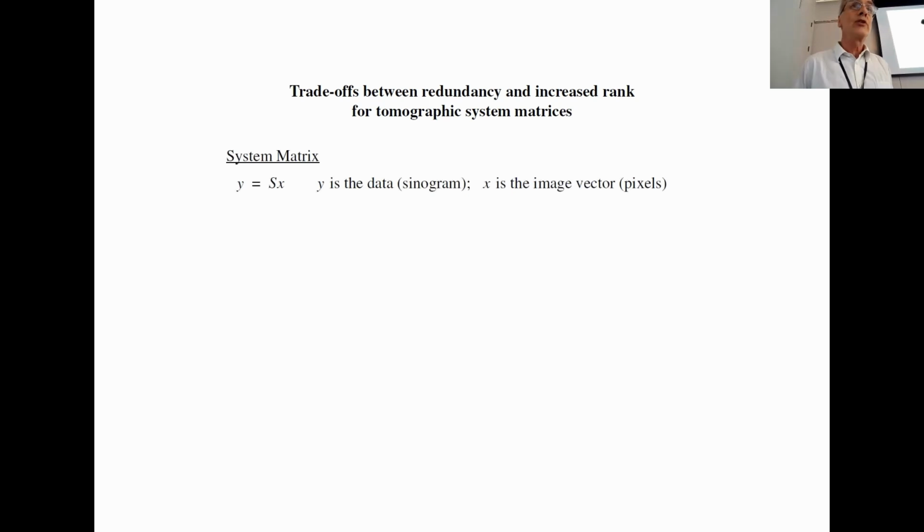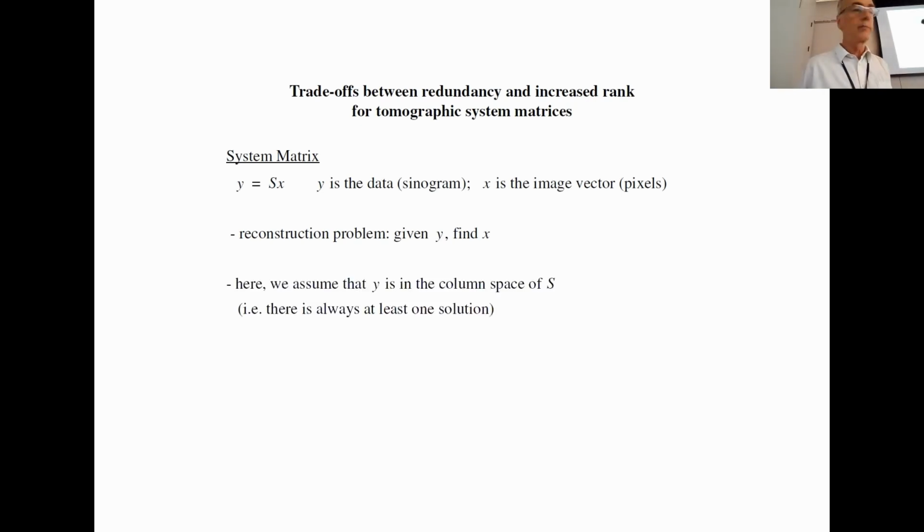Okay, so here's my system matrix. S is the system matrix. Y is going to be the measurements, in this case the sinogram arranged as a single long vector. X then is the vector of pixels, whatever it is, formed as a single vector. And you have the usual imaging equation, where S is the system matrix. The reconstruction problem, of course, is to find X if you're given the sinogram, and you're given the matrix as well.